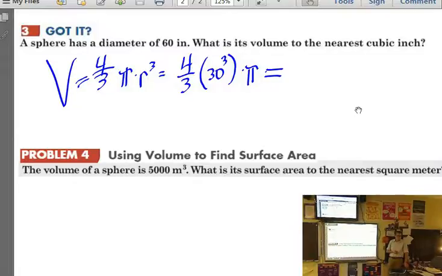You don't even need a calculator for this to get it all the way to terms of pi. You really only need a calculator to get to your nearest cubic inch.